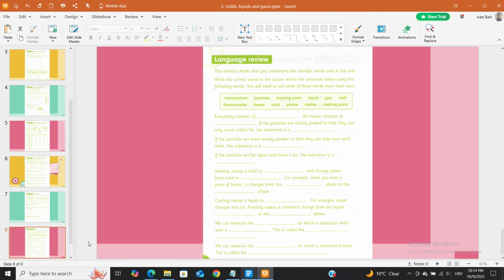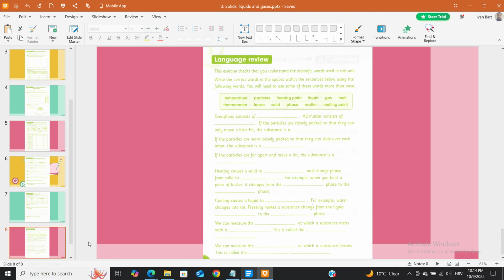Everything consists of matter. Melting point: all matter consists of. If the particles are closely packed so that they can only move a little bit, the substance is a. If the particles are more loosely packed so that they can slide over each other, the substance is a. If the particles are far apart and move a lot, the substance is a.